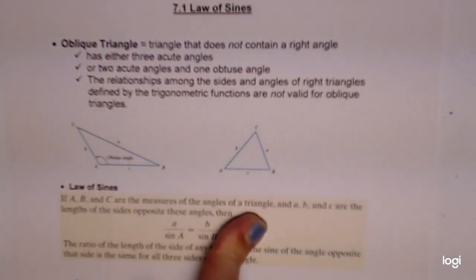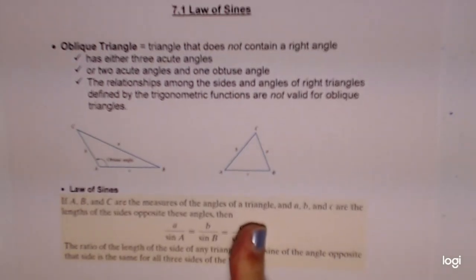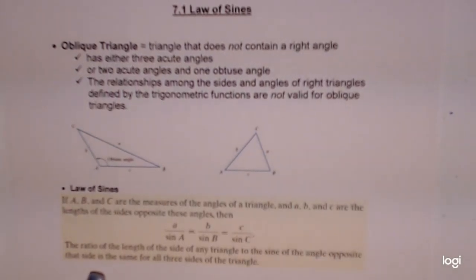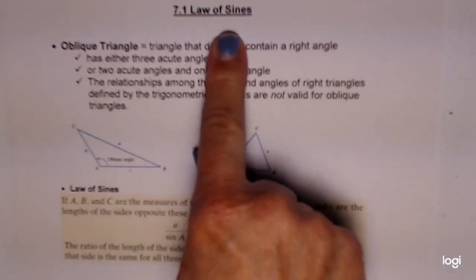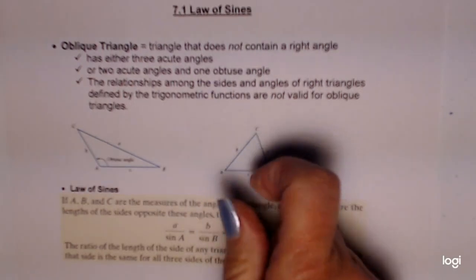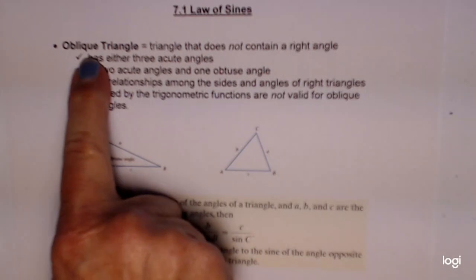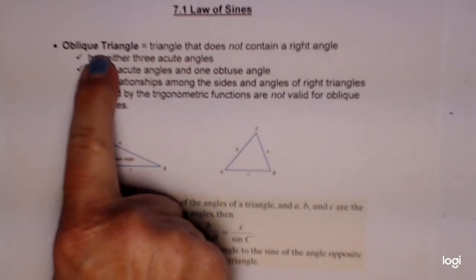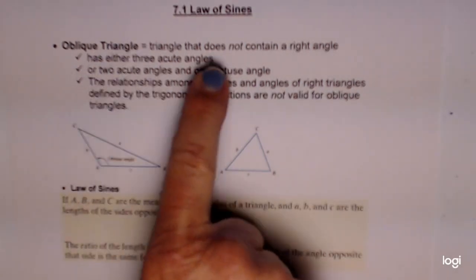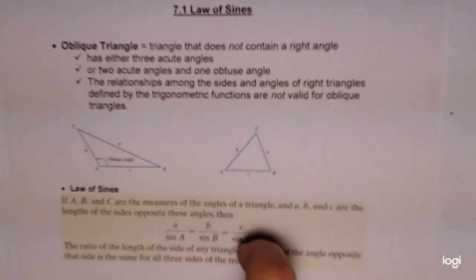Now that we are done with the information for test 3, which was chapter 6, we're moving on to chapter 7. The first section we're going to look at involves the law of sines, 7.1. So we have left behind the world of right triangles, and now we're looking at these next topics because we're not in that world anymore. We're in the world of oblique triangles, which means a triangle that does not have a right angle.